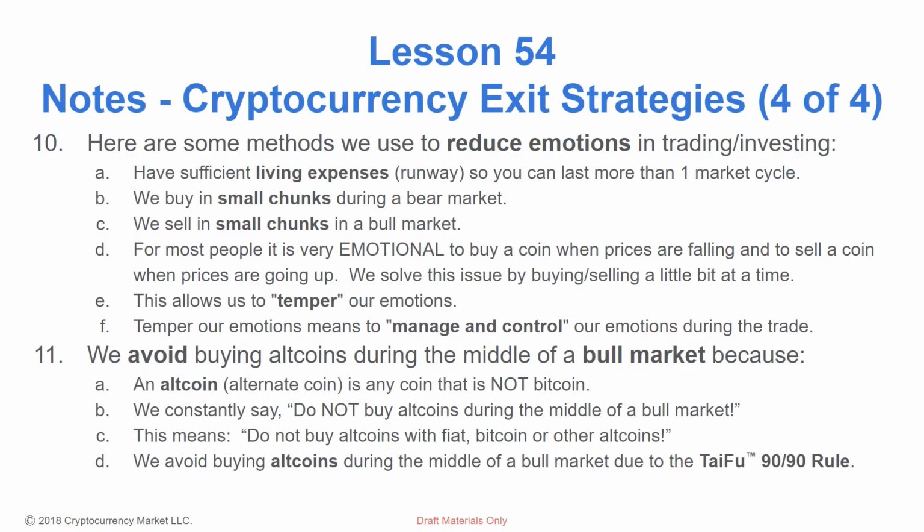So when we take profits, instead of taking out a $100,000 profit at one time, we just sell and take out 1,000, 2,000, 3,000, 4,000, 5,000 chunks and do it more frequently, and that reduces the emotional stress as well. For most people, it's very emotional to buy a coin when prices are falling and to sell a coin when prices are going up. We solve this issue by buying and selling a little bit at a time. This allows us to temper our emotions. Tempering our emotions means to manage and control our emotions during a trade.